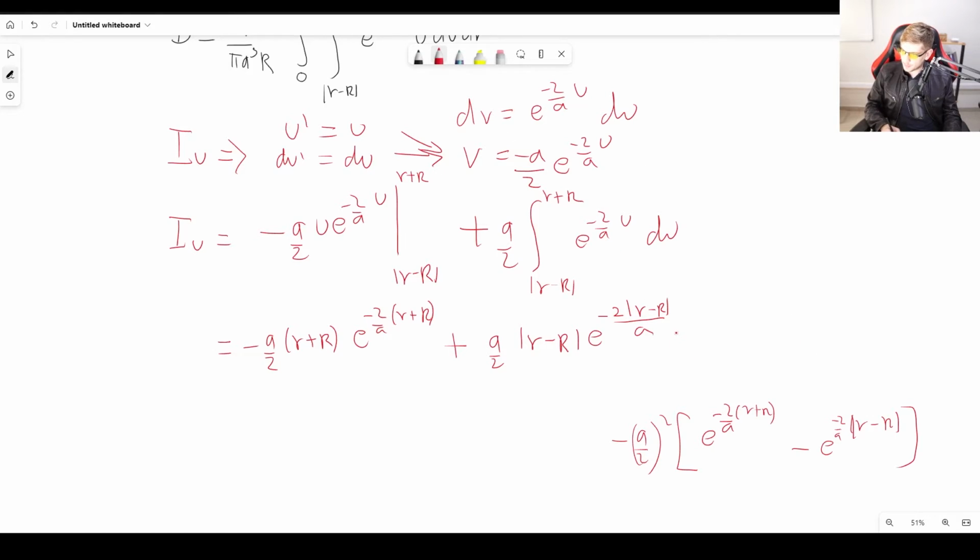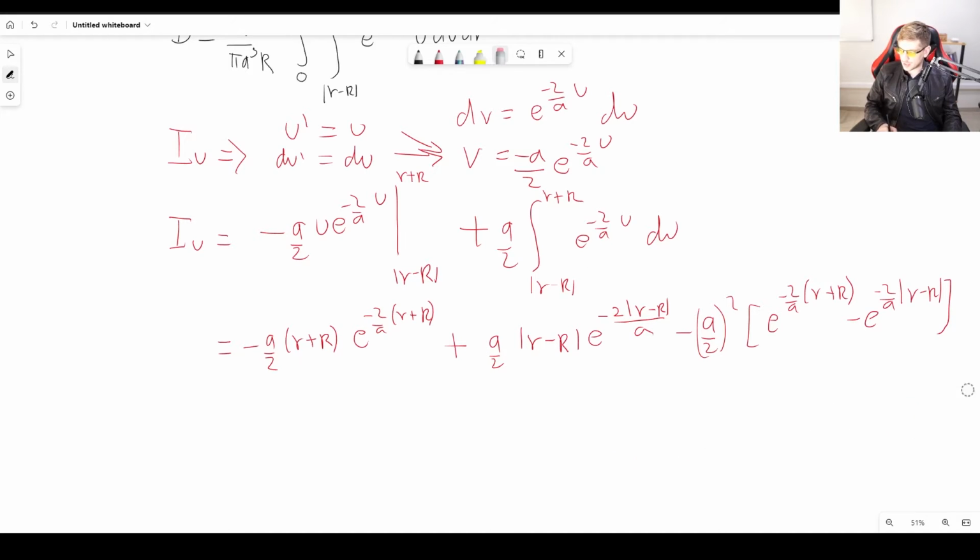So that would be minus a over 2 squared, e to the minus 2 over a (r plus big R), minus e to the minus 2 over a (r minus big R). So it is almost the same as before, but the exponential is actually a little bit different. Okay, now just as before, let's factor out everything that goes with each exponential.